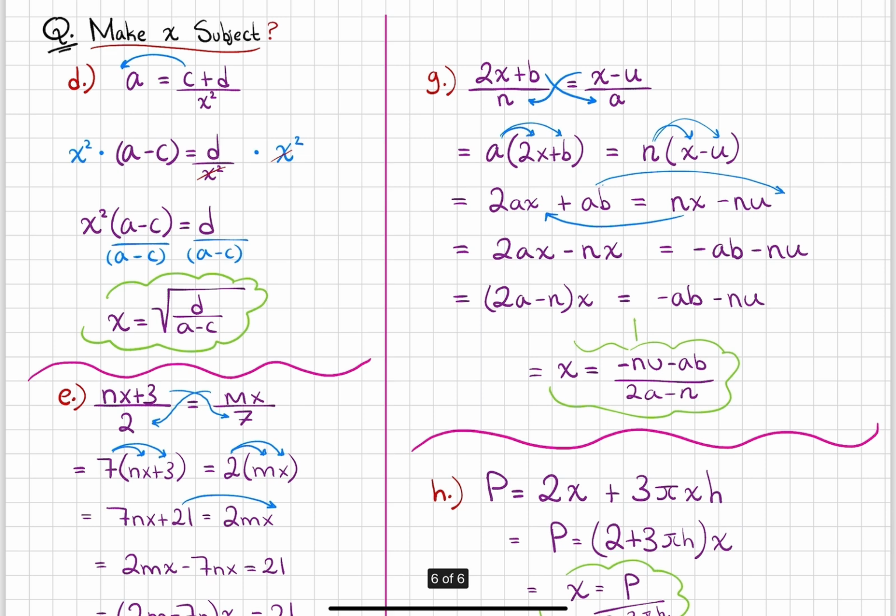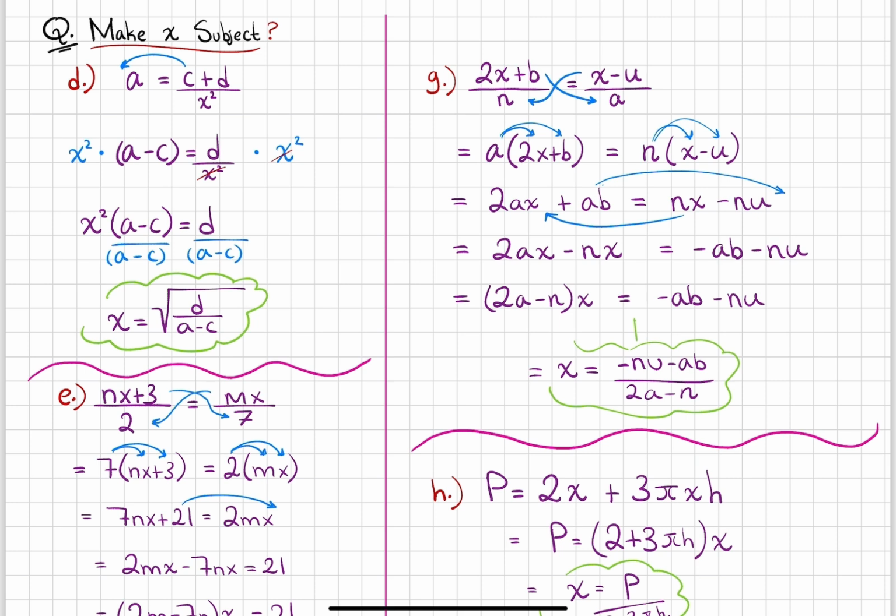Example D: a is equal to c plus d over x squared. You have to make x a subject. So first, shift c to the other side: a minus c is equal to d over x squared. Now multiply by x squared on both sides, because it is being divided on the right side. It cancels on the right side, and you are left with x squared times (a minus c) is equal to d.